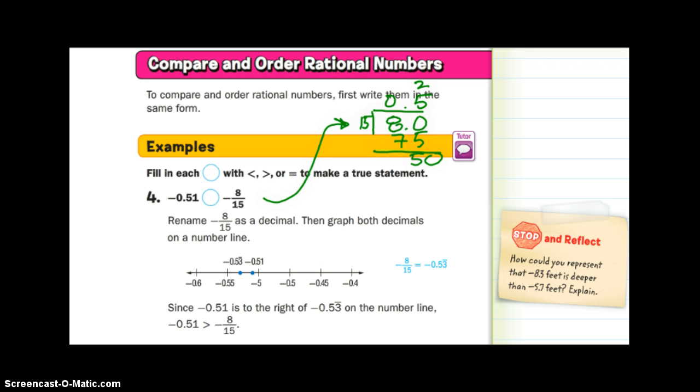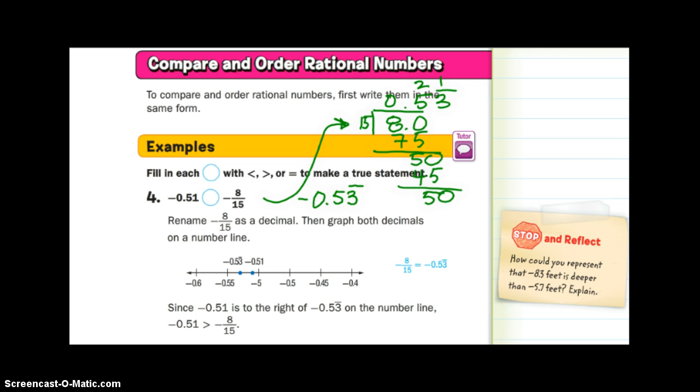15 goes into 50 3 times. 3 times 5 is 15, carry my 1. 3 times 1 is 3 plus 1 is 4. Oh, the 5 showed up again. That must mean the 3 repeats. So let's come over here and write negative 0.53, and the 3 repeats, not the 5, just the 3.